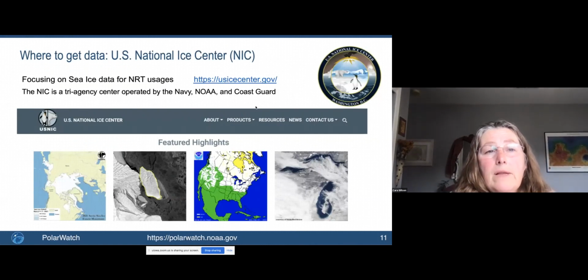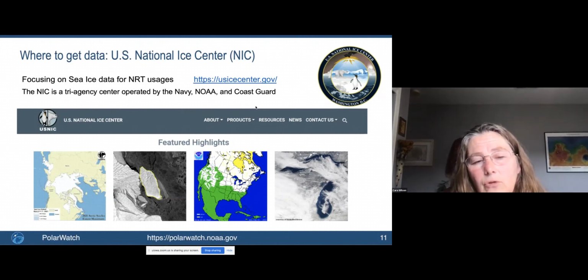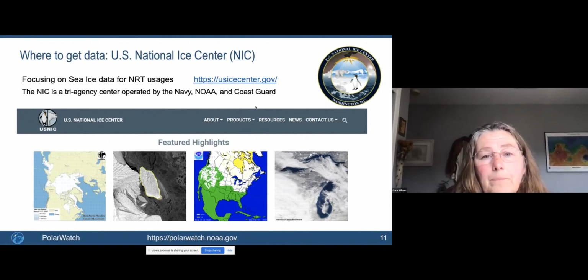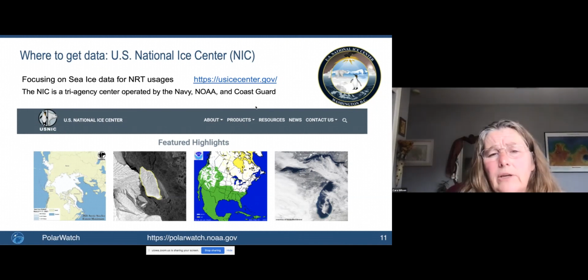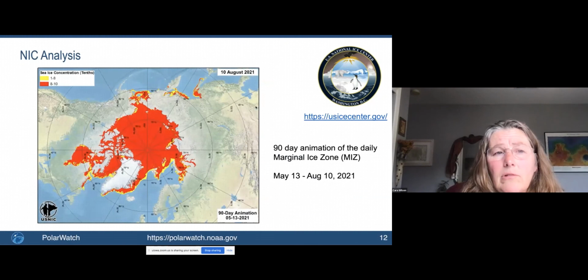So the NIC, the U.S. National Ice Center, they focus on sea ice data for near real-time uses, for tactical use. So they really focus on looking at ice for navigation purposes. They're also a tri-agency center, operated by the Navy, NOAA, and the Coast Guard. So really they focus on ships and transportation in these regions that need to know where ice is, where icebergs are, that sort of thing. So they're looking at things on a different time scale in general.